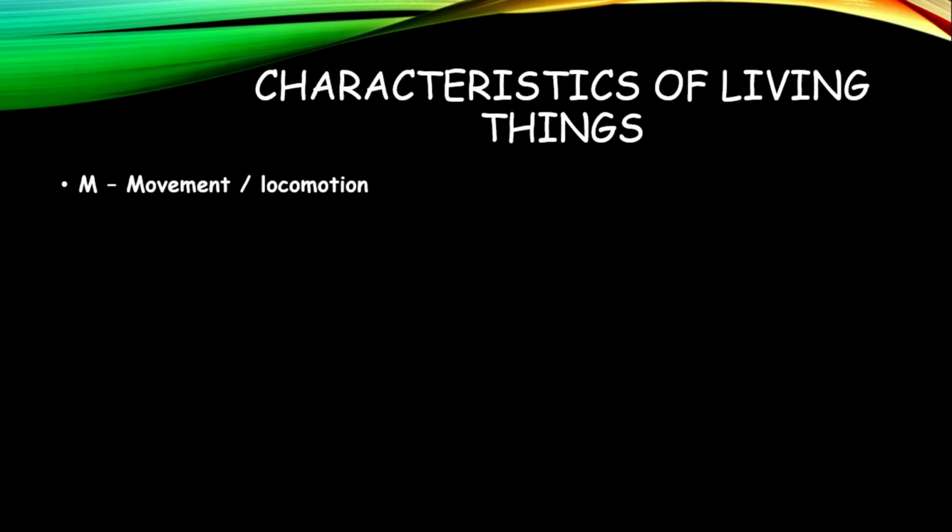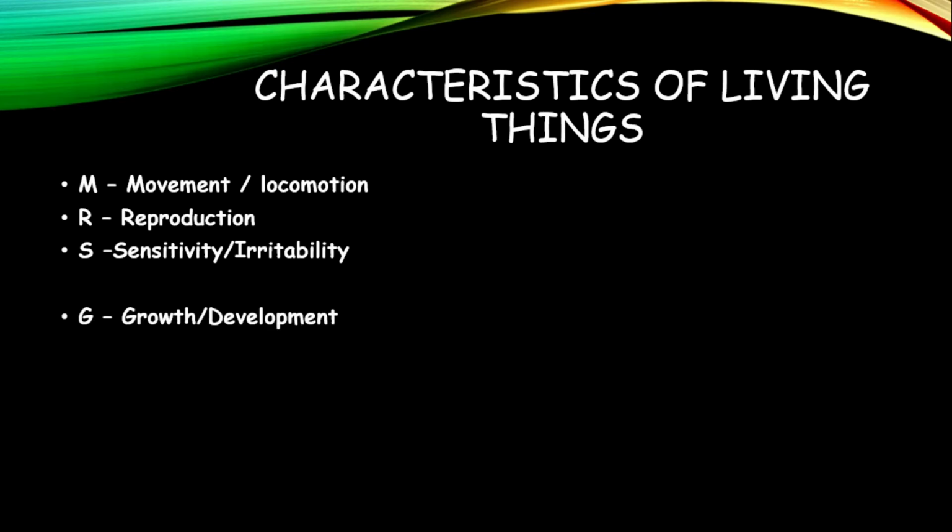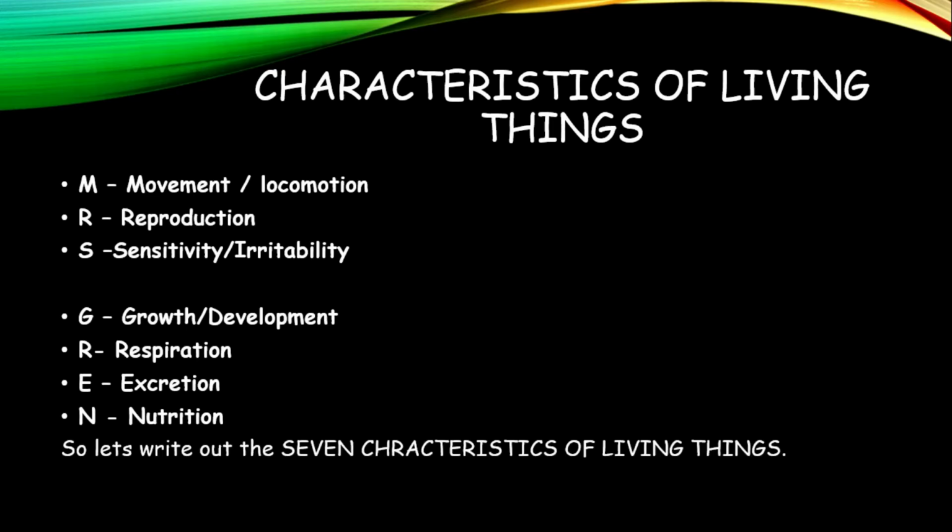Now, Mrs. Gren. M for movement or locomotion, R for reproduction, S for sensitivity or irritability. See if you can help me here. Gren for, very well, growth and development. R for respiration, good going. E for excretion. And finally, N for nutrition. You did well there. Let's move on.